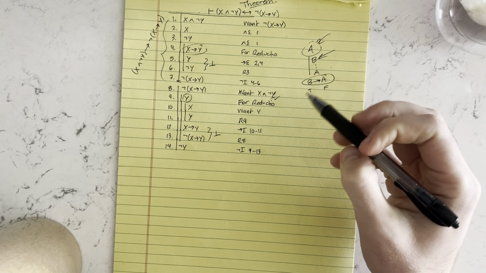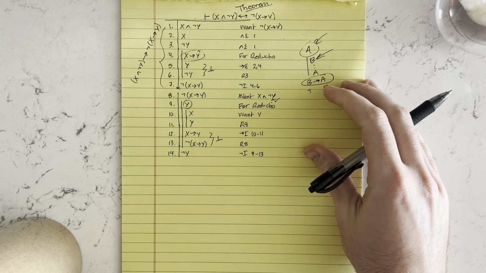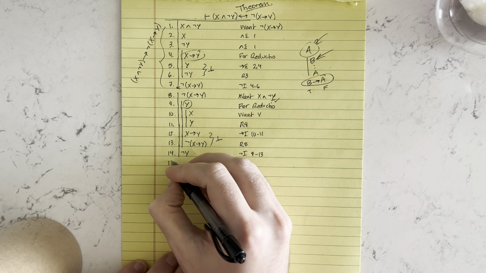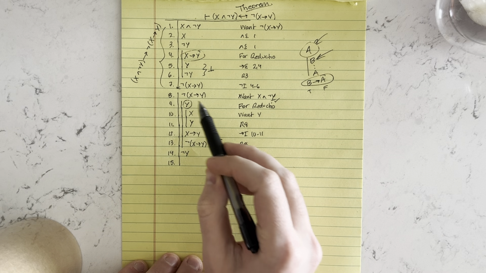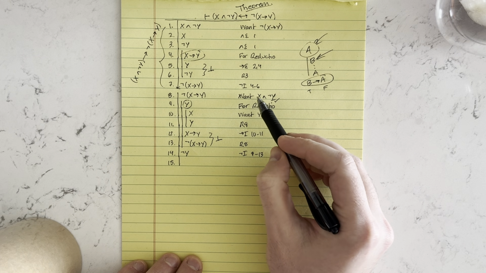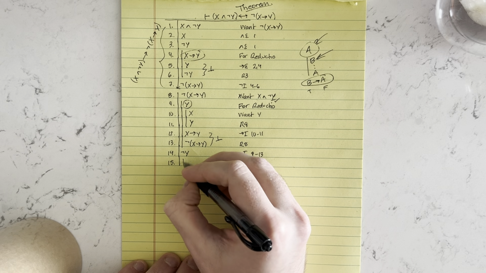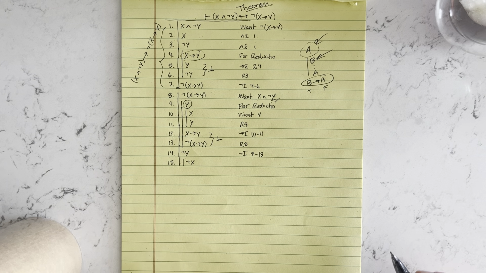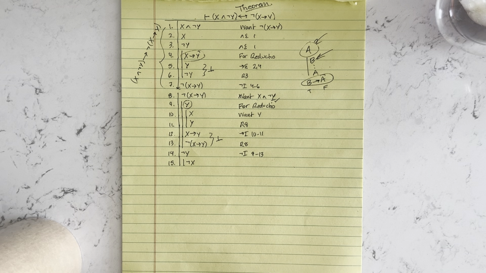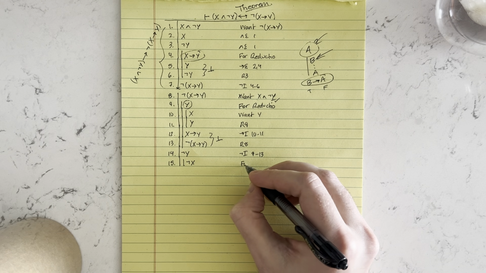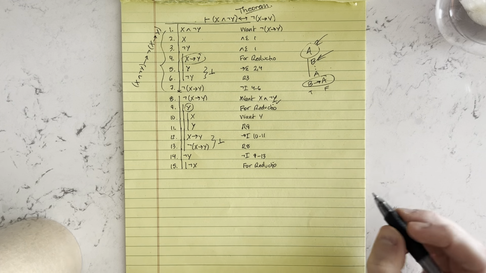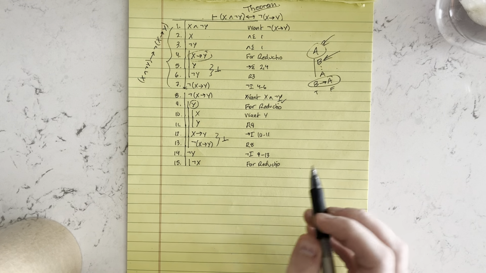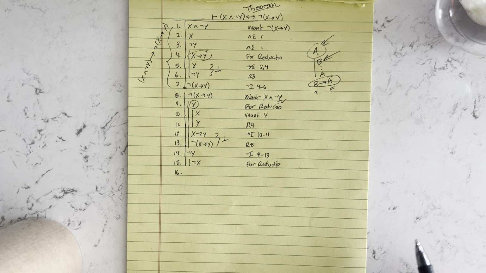This is where things are going to get a little bit weird. So this is going to be kind of a challenge. But first thing I'm going to do, because I'm looking at this and I'm not sure where to go, I'm going to start a proof by contradiction for x. So I'm going to say, let's assume not x. So this is going to be for reductio.